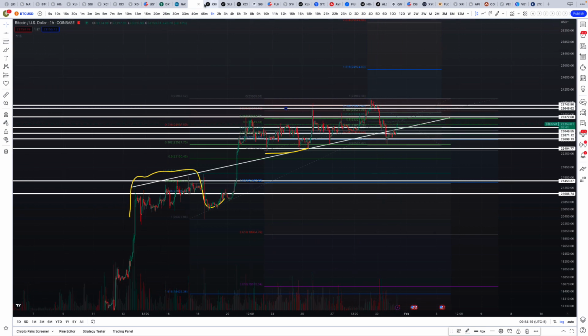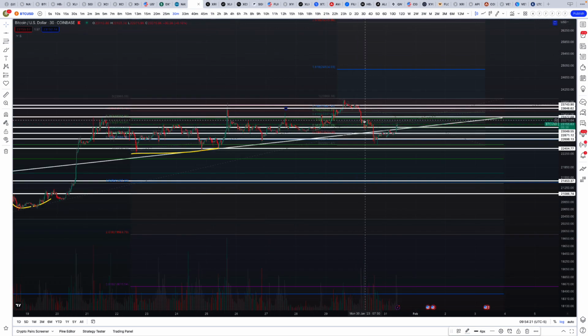Also, if we're talking about this micro move right here from this high down to this low, first, before anything else, we need to take out basically where we're at right now. Yeah, we're at the 786. We're breaking through it right now. We need to see us hold above 23,150.